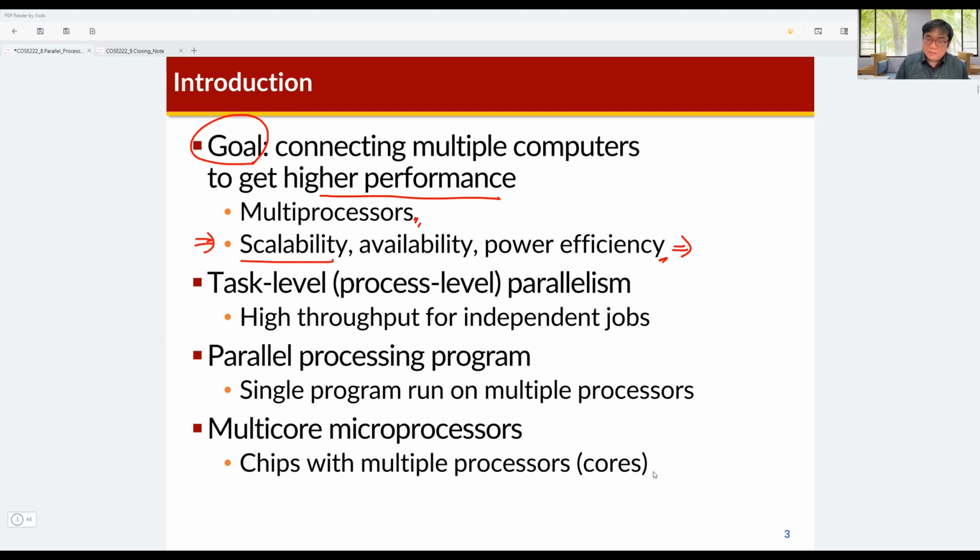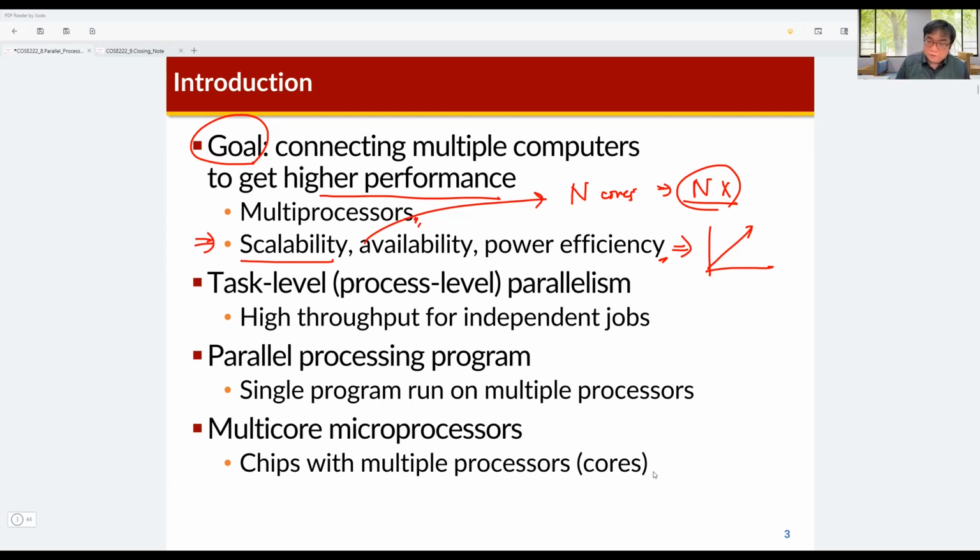Scalability means that if we invest n cores, then we expect that the performance can be n times. But I said it's not true. The improved performance is not proportional to the number of cores in a single chip. So for this case, we say the scalability is not maintained, okay?